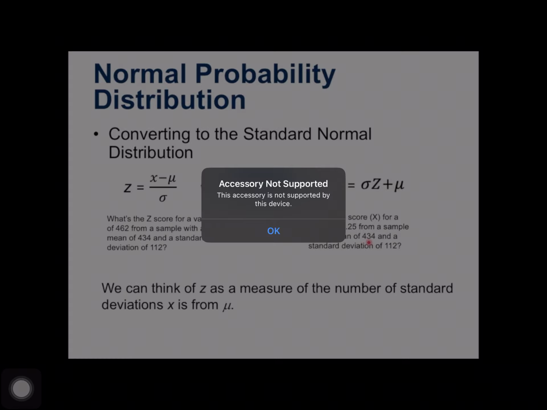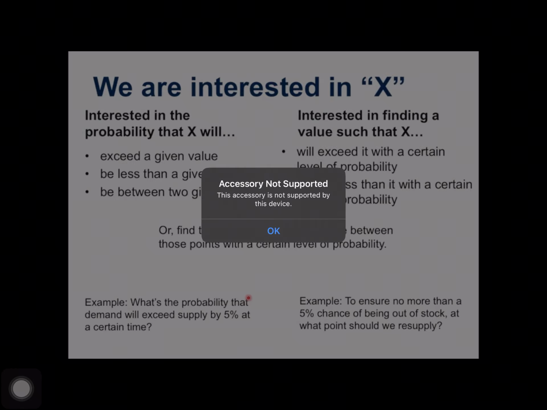So solving for this is going to give you the 462, and solving for this is going to give you the z-score of 0.25. So we can think of z as a measure of the number of standard deviations around that central point of mu. Here, for this normal probability distribution, we're interested in answering questions like this. What is the probability that some value will exceed a given value or be less than a given value or be between two given values? We could also find out a value that would exceed a certain level of probability or be less than a certain level of probability.